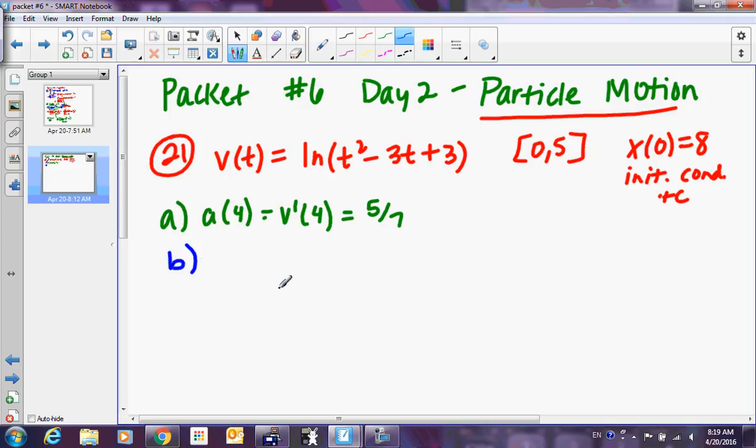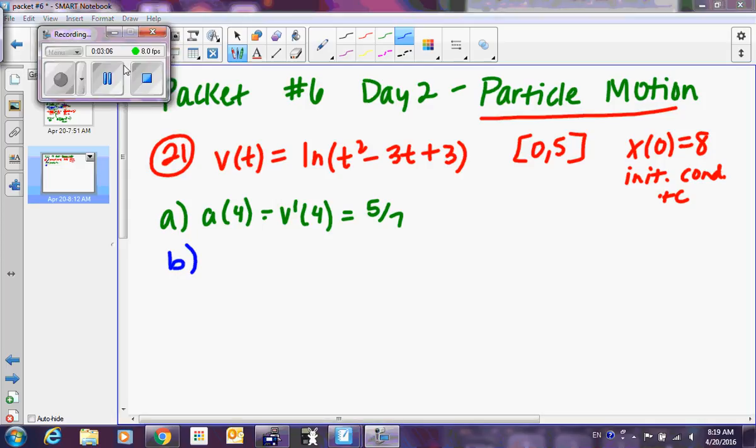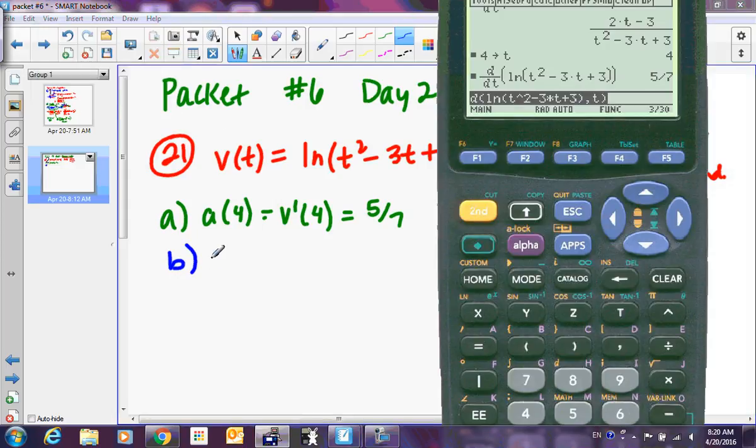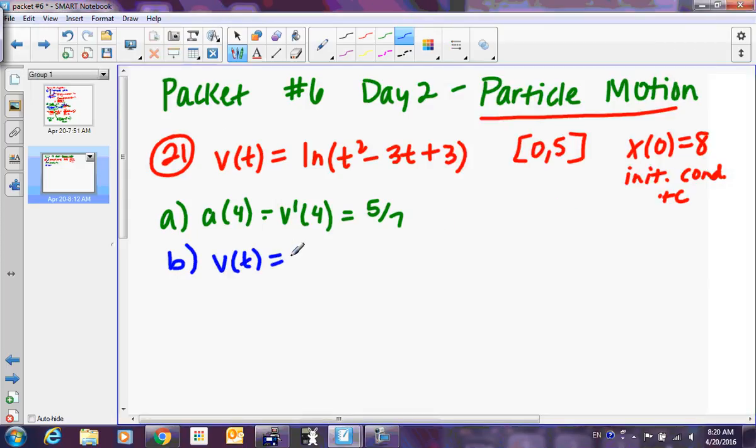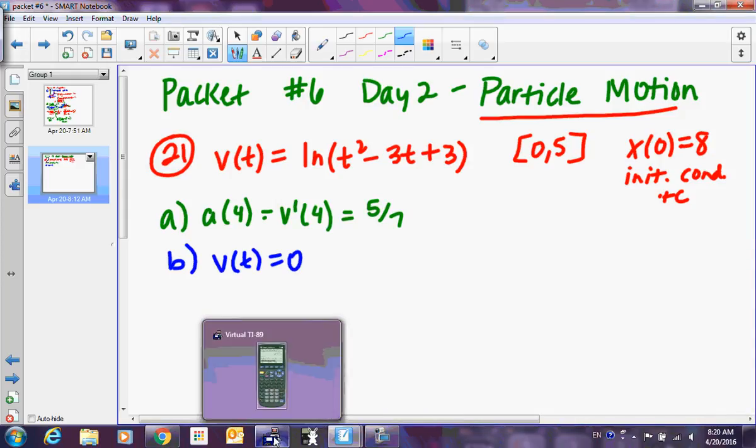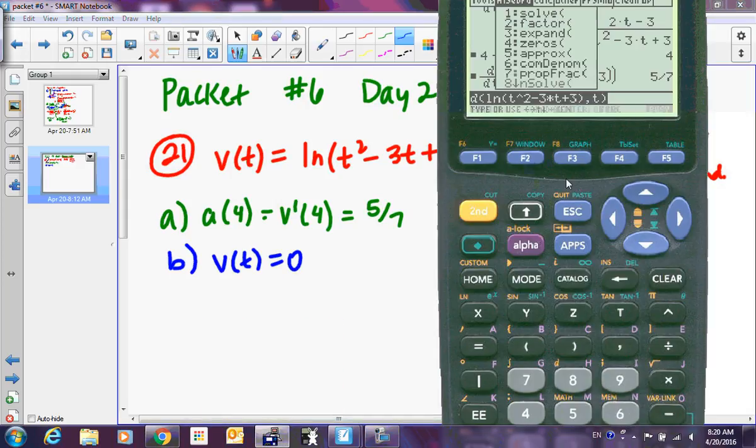So part B, it says find the times t where the particle changes direction. Okay, what we could do is take this velocity and figure out where the velocity is equal to 0. Ultimately we want to know where that velocity is negative. In our calculator, we could do this in the home screen by doing solve.